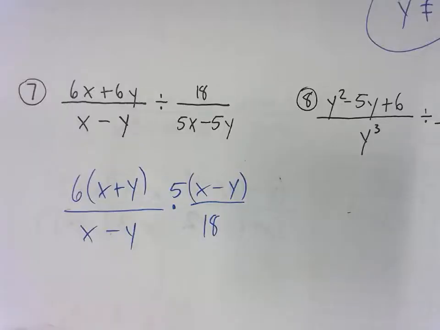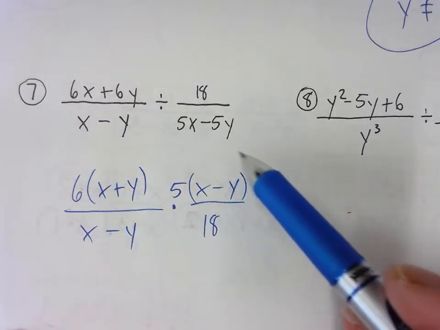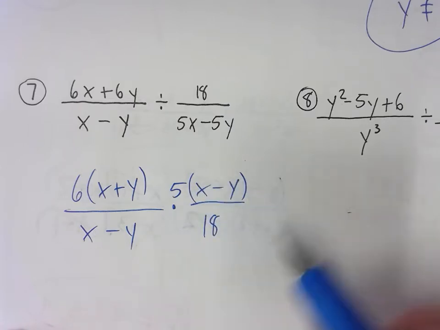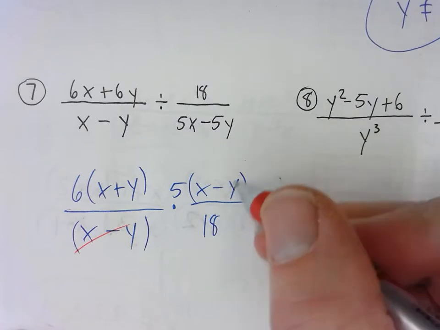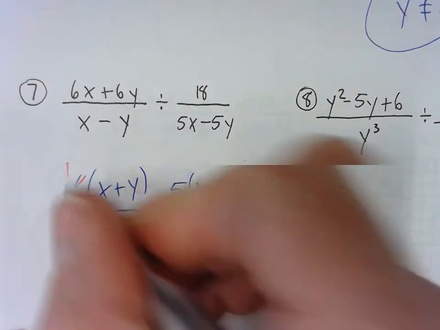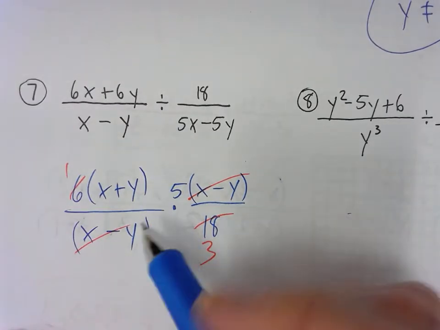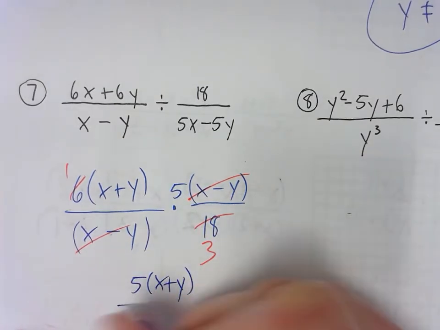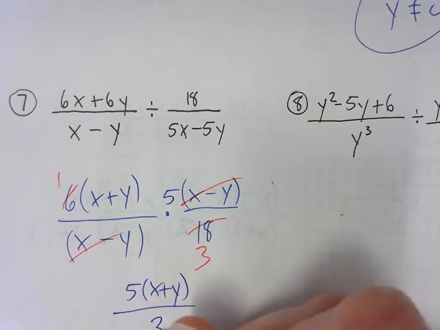Hold on. Okay, somebody came in the room, so I paused it again. So I kept this the same, but factored it. I switched this upside down, and I factored out there. So now I can see that these are the same. So you can hack this away. And then this would be 1 and this would be 3. So what's left is 5 and x plus 1, x plus y. And then here I would have 3. 3 is the only thing left.